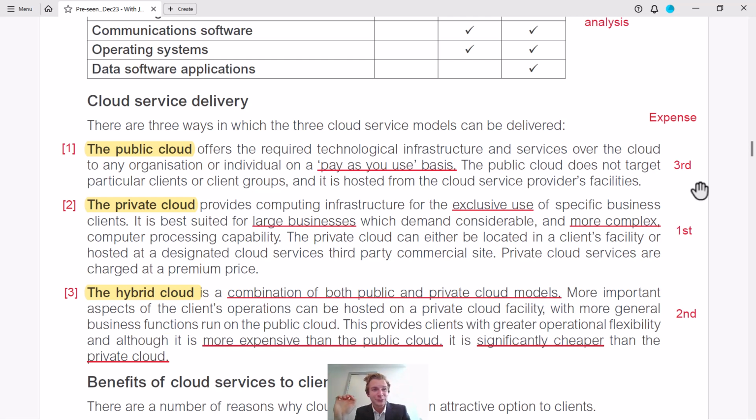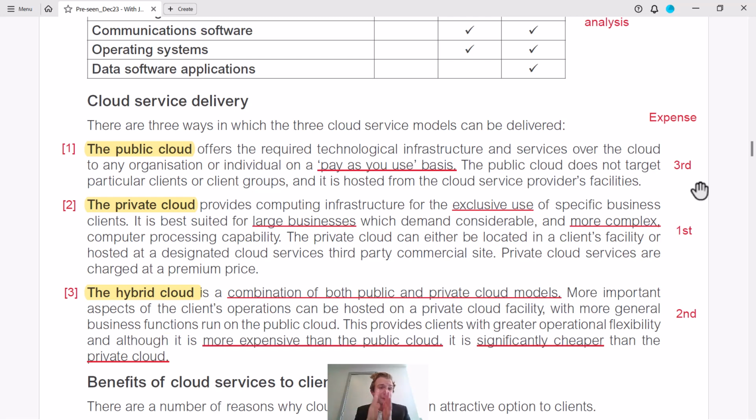Again, for your notes, we're going to come on to it because it's noted in one sentence, which NCTech refer to it as. Then for option number 2, private cloud provides computing infrastructure for exclusive use, more complex, large businesses, so not individuals. That is the most expensive. And thirdly, we have the hybrid cloud, a combination of both public and private. More expensive than the public cloud, but significantly cheaper than the private cloud.